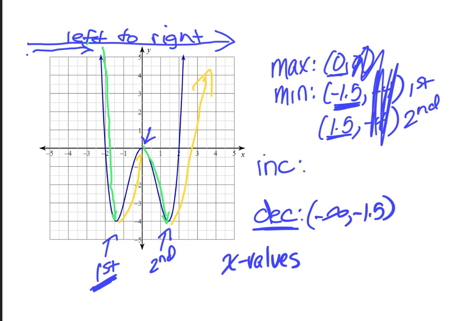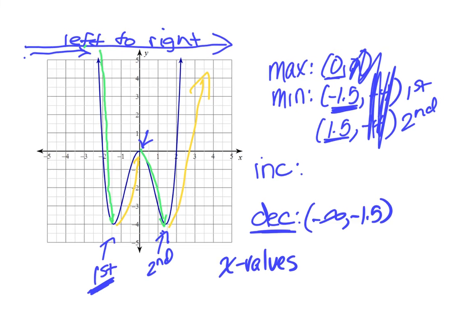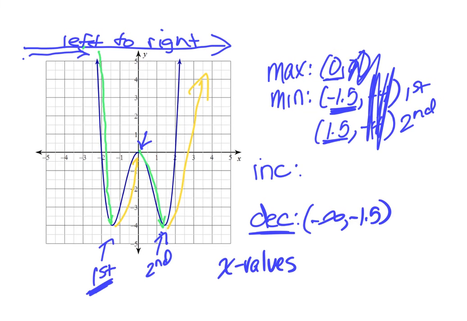When you're choosing which values to put, always put the x values, the first value. And it's also decreasing from the maximum to the minimum here. From this maximum to this minimum, it's decreasing. So the maximum value is 0, because that's right here, and the second minimum is 1.5. And that's it. We can union those if we want, but that's it.